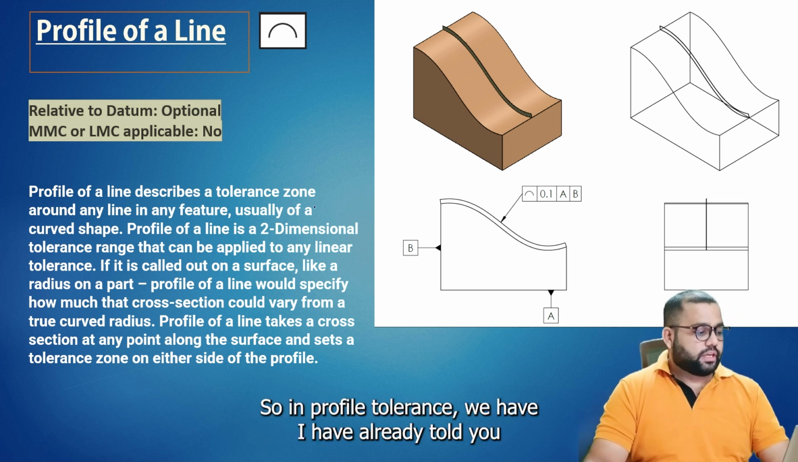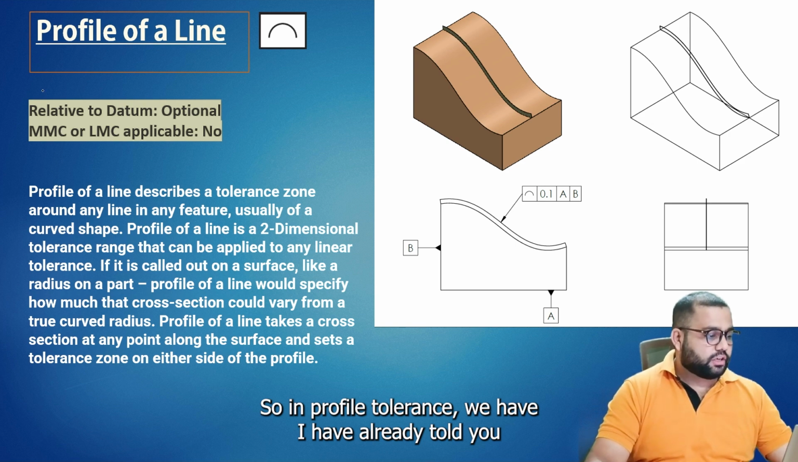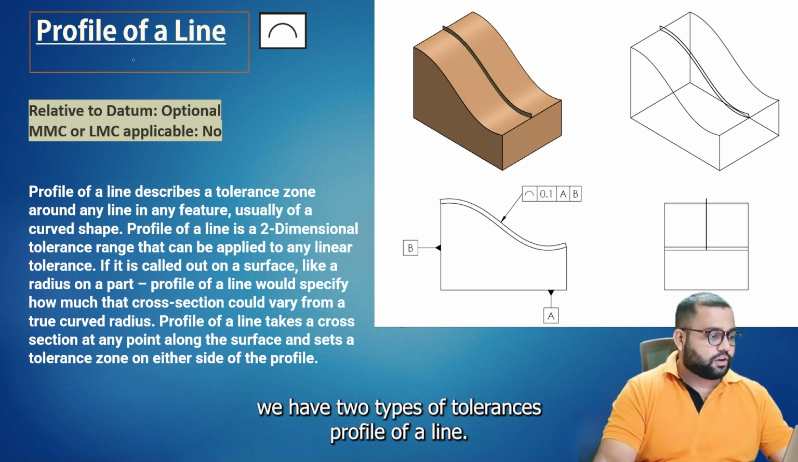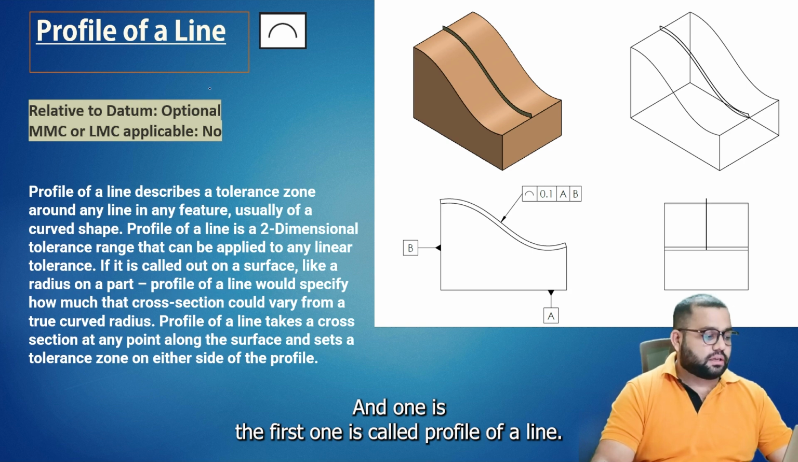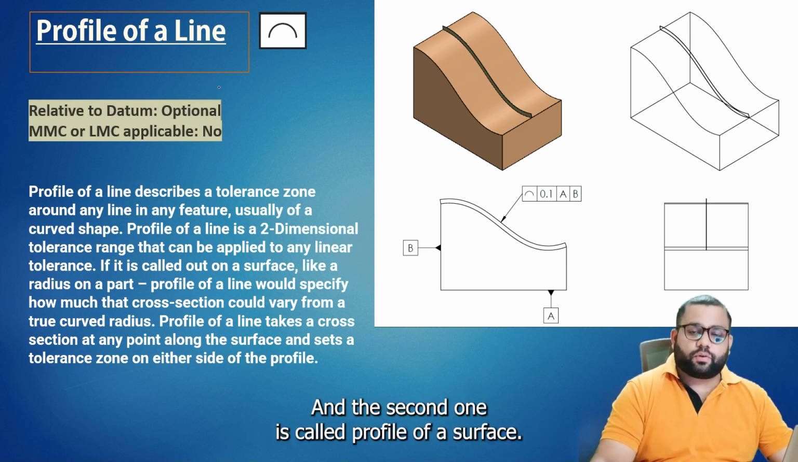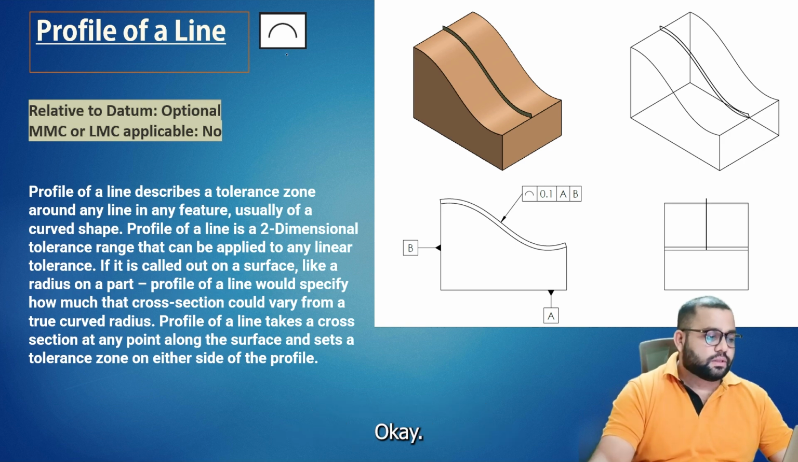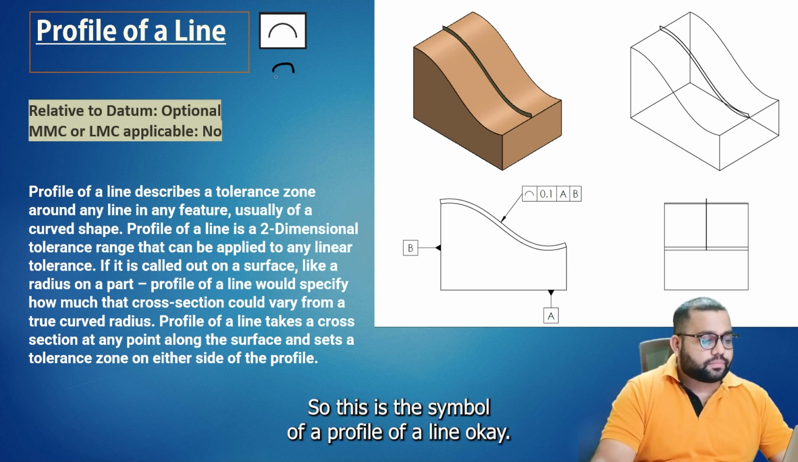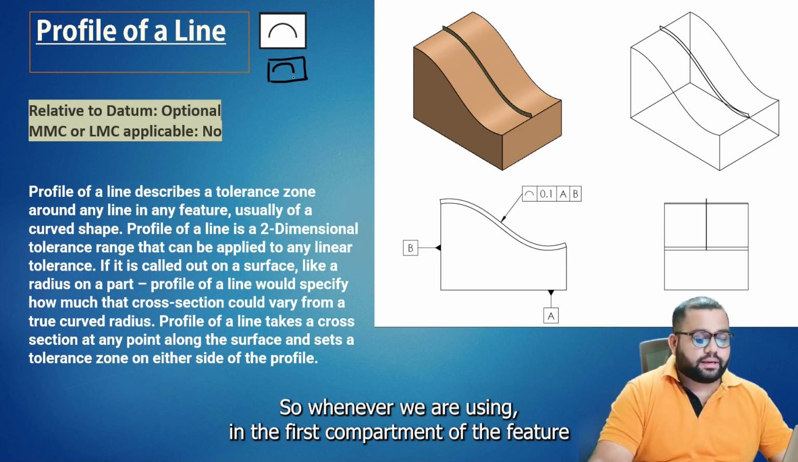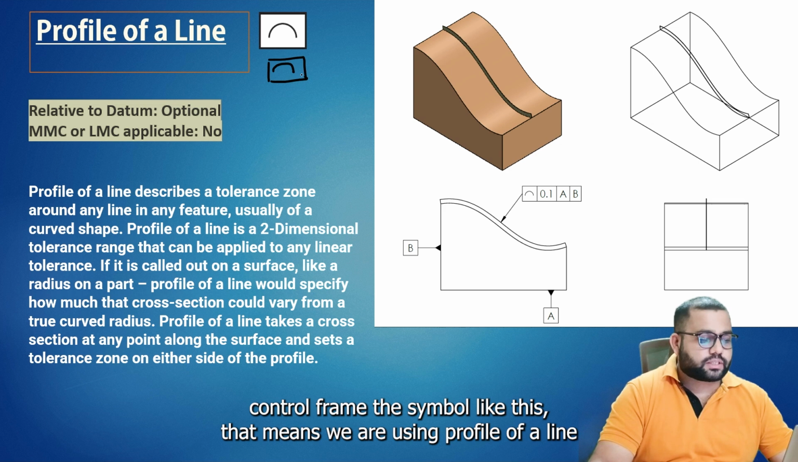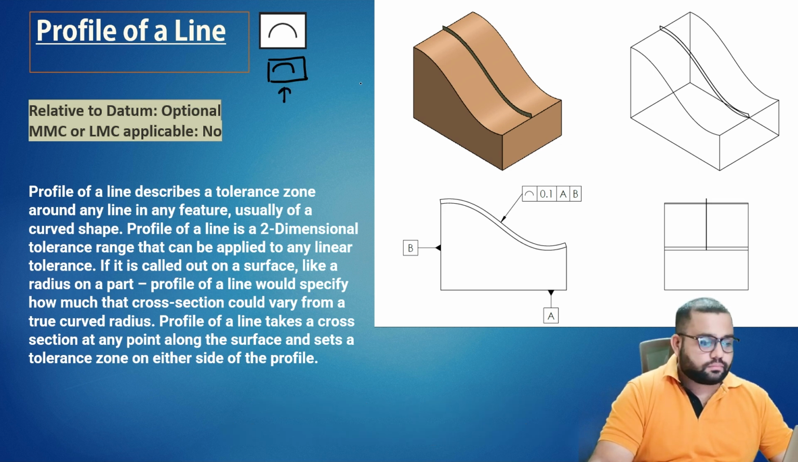In profile tolerance, as I have already told you, we have two types of tolerances. The first one is called profile of a line, and the second one is called profile of a surface. This is the symbol of profile of a line. Whenever we use a symbol like this in the first compartment of the feature control frame, that means we are using profile of a line.